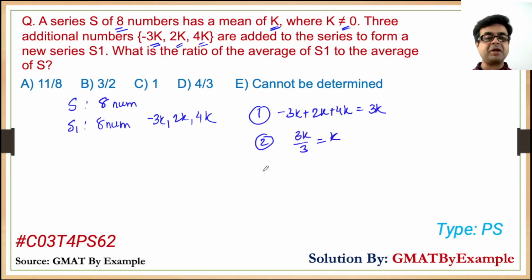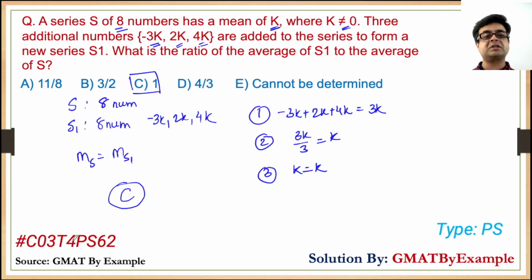And then compare the mean with the original mean. So the original mean was k and the new number mean is also k. So the original mean and the new means are equal. Since they are equal, the mean of S1 would be equal to mean of S. That means their ratio will be 1, and hence C is the answer to this question. The ratio of the mean hasn't changed, and hence the ratio would be 1:1.